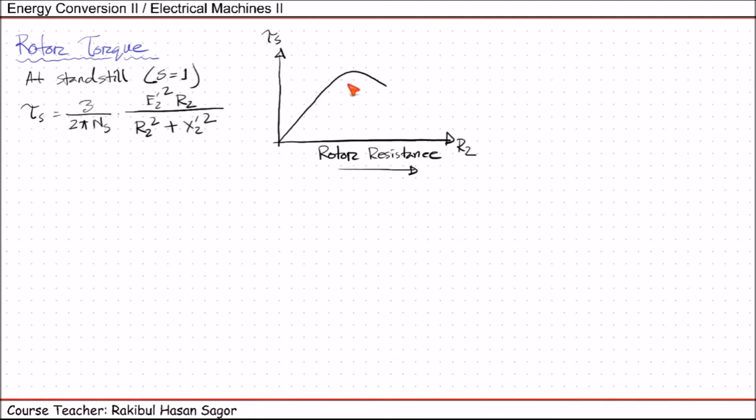From here we can see that for a certain R2 value, we can get the maximum starting torque. This is the maximum starting torque, so this is tau s max. Now in which condition can we get this maximum point? In order to get that, if we take the differentiation of tau s with respect to R2 and consider the value equal to 0, then we'll get this peak.